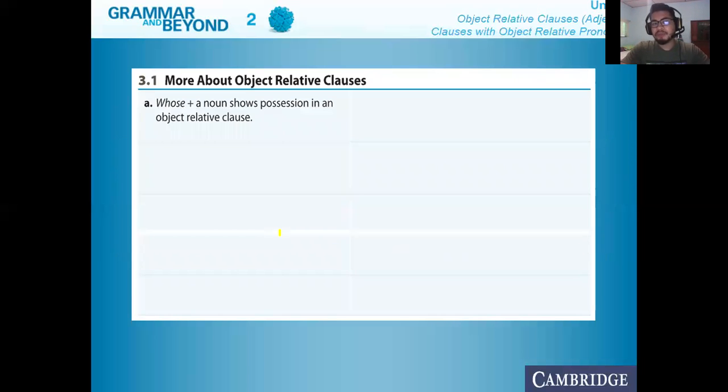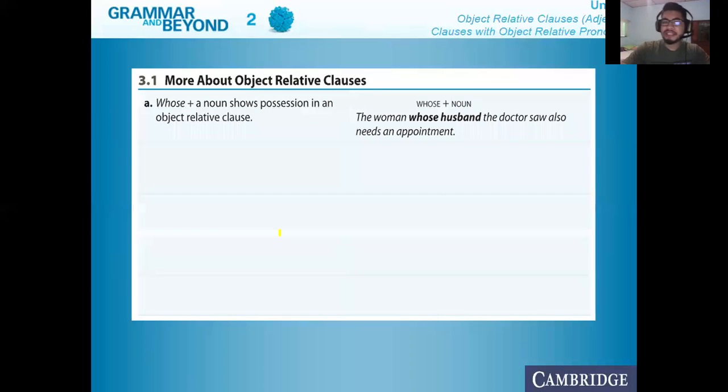So we have whose plus a noun shows possession in an object relative clause. We have the woman whose husband the doctor saw also needs an appointment. So the woman whose husband the doctor saw. If I say the woman the doctor saw, okay? The woman the doctor saw also needs an appointment. It doesn't make any sense.